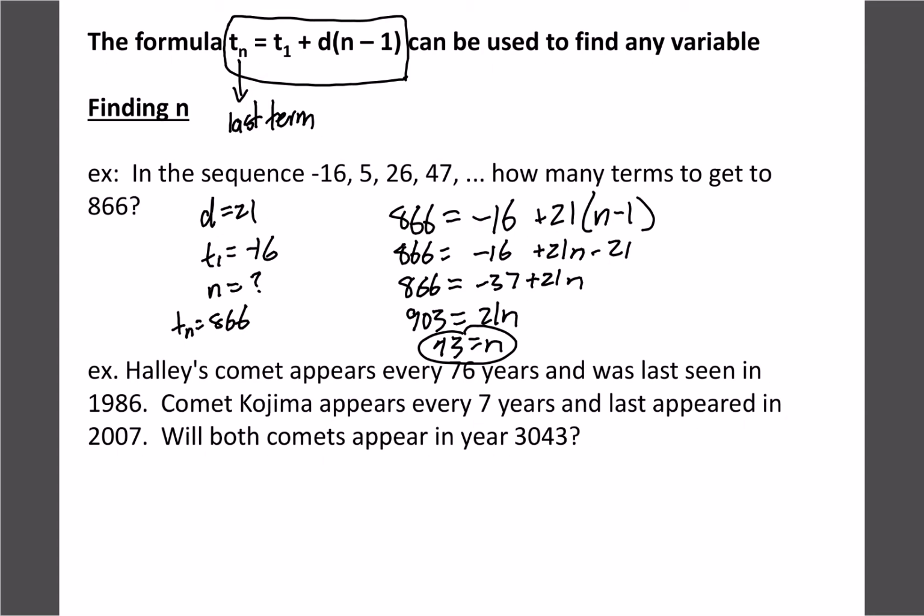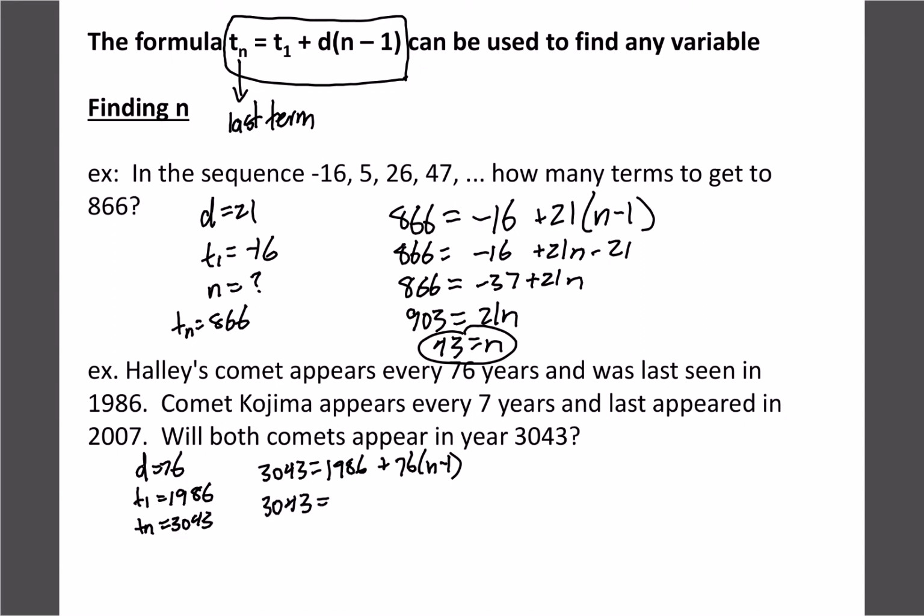The easiest way to do this one is just put these numbers into our formula. In this case, Halley's Comet has a d of 76. And let's call 1986 our term 1. So that's when it's going to start. It's going to repeat every 76 years from that. So let's plug it into the formula to see if t of n is 3043. Or let's see what term that would be. If we plug all that in, we'd have 3043 equals 1986 plus 76 times n minus 1. So all we want to do now is simplify and solve for n.